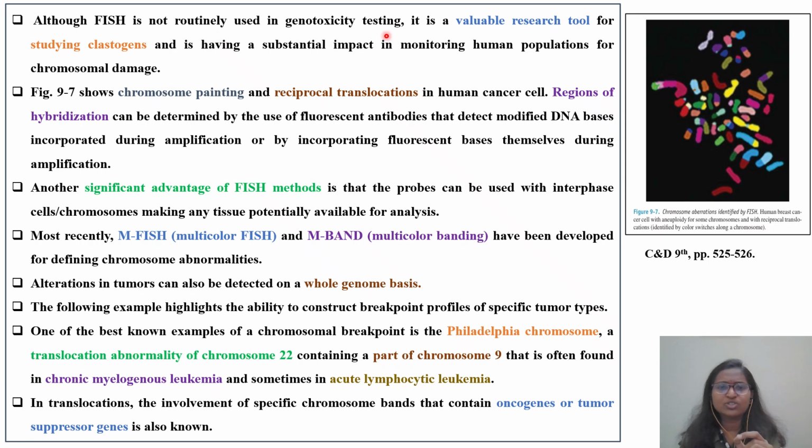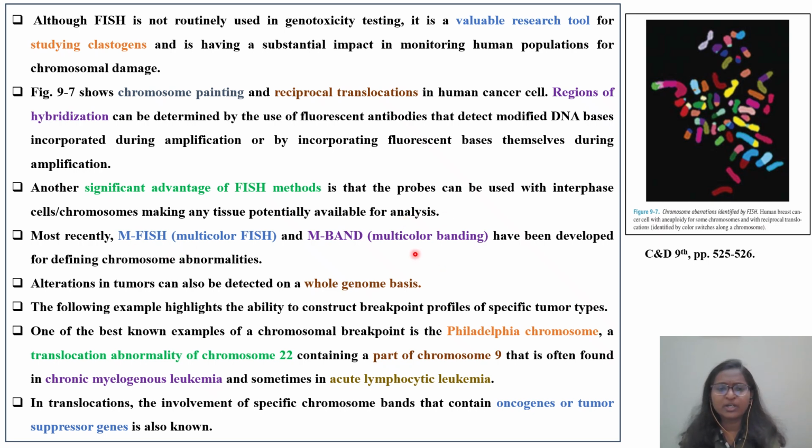Although FISH is not routinely used in genotoxicity testing, it is a valuable research tool for studying clastogens, and the FISH assay is having a substantial impact on monitoring human populations for chromosomal damage. If you look at figure 9.7, this shows chromosome painting and reciprocal translocations in human cancer cells. The regions of hybridization can be determined by use of fluorescent antibodies that detect modified DNA bases incorporated during amplification, or by incorporating fluorescent bases themselves during amplification. Another significant advantage of this FISH method is that probes can be used with interphase cells or chromosomes, making any tissue potentially available for analysis.